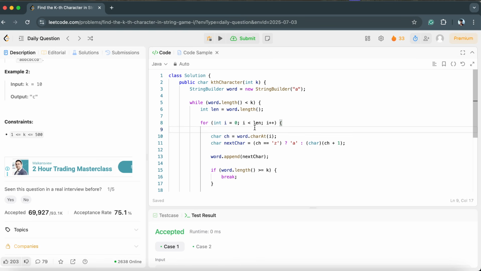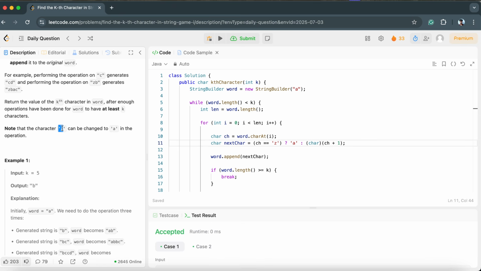Initially it was 1, so again the next character is what we have to figure out, for whatever characters are available in the word up to word.length. The current character is word.charAt(i), so it is a. The next character is what we will try to figure out. At any point in time, if the character z appears, we have to change it to a.